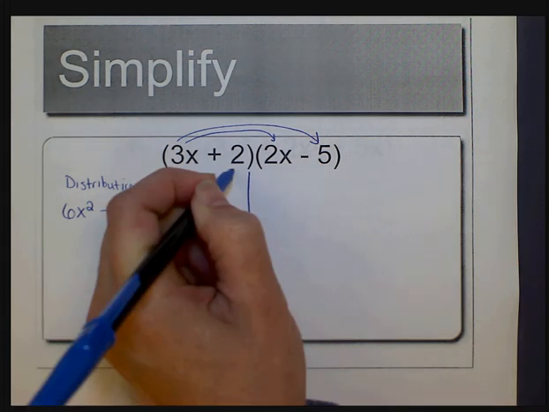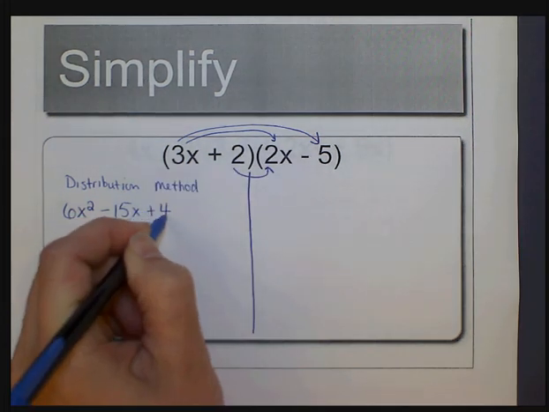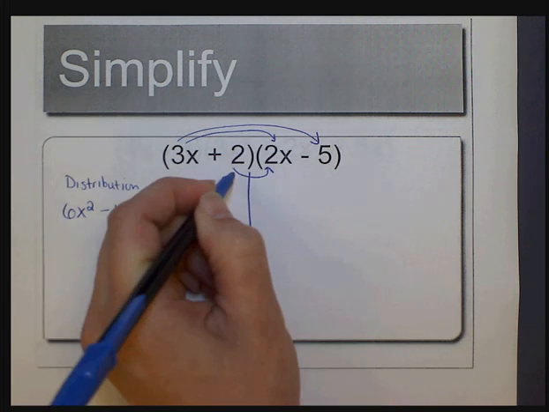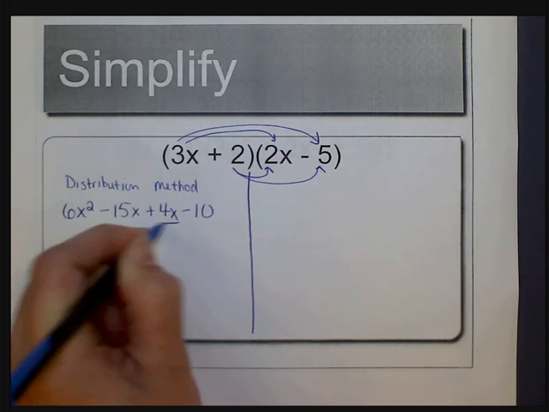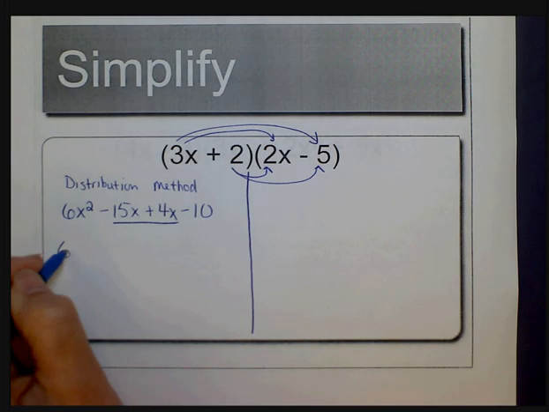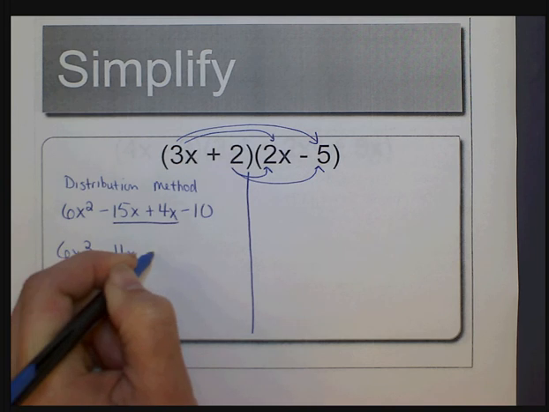Now I'll distribute the 2. I'll take 2 times 2x to give me 4x. And I'll take 2 times a negative 5 to give me a negative 10. Collect my like terms, and I have 6x squared minus 11x minus 10.